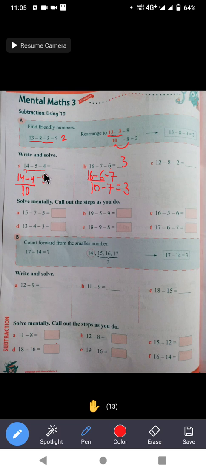So first we will rearrange the numbers to get 10, so that's why I rearranged 4 and 5 here. Okay, so 4 I have taken first, then I have taken 5 last. So 14 minus 4 is 10, then minus 5, so 10 minus 5 is 5. So 14 minus 5 minus 4 is equal to 5.